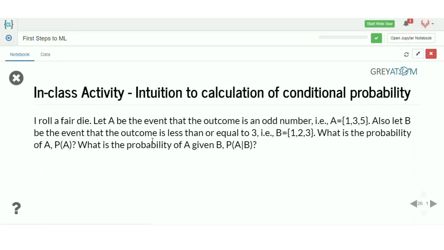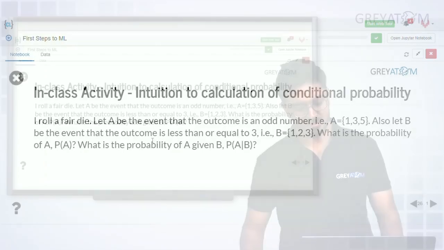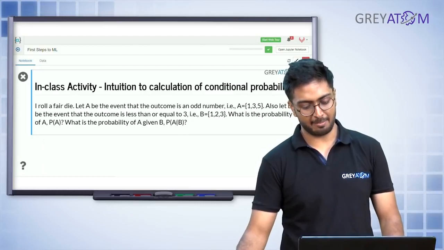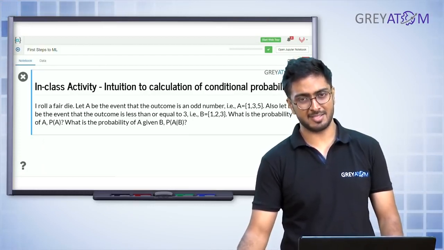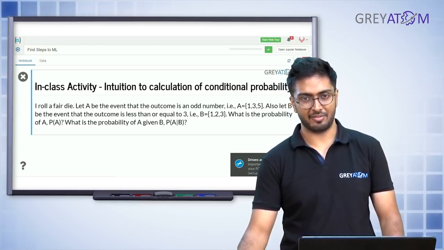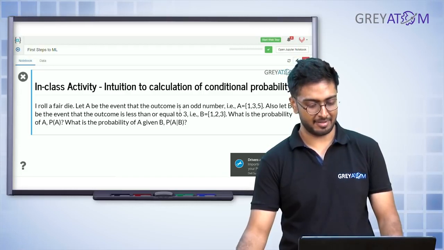P(A). What is the probability of A given B? Again, some notation that you see here: A, then a pipe, and then B. What this means is the probability of A given B. Let's understand that notation while we are talking about it.